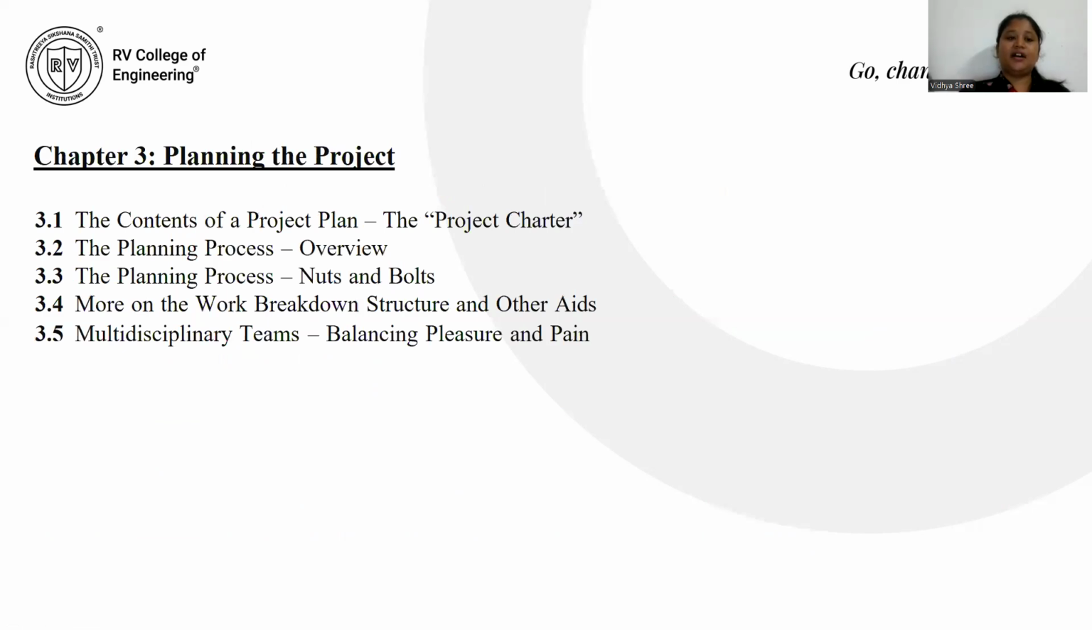Chapter 3, planning the project, includes the contents of the project plan, the project charter, the planning process overview and the nuts and bolts, more on the work breakdown structure and other aids, and multidisciplinary teams like balancing pleasure and the pain.